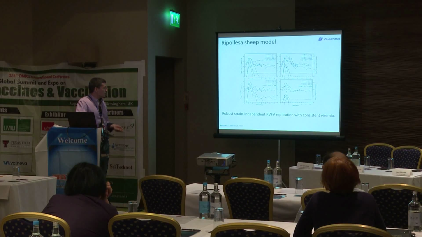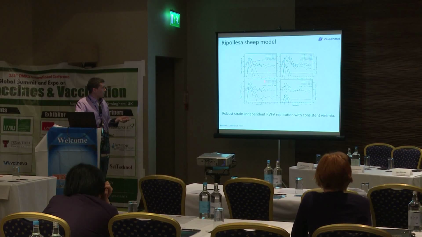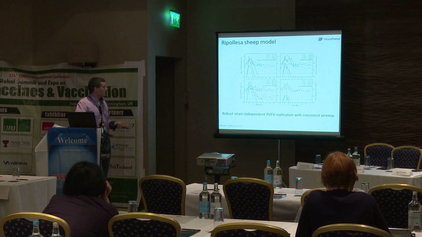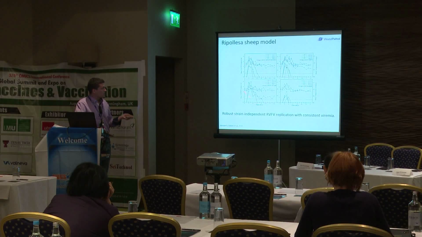What we see is robust, strain-independent Rift Valley fever virus replication with consistent viremia. Here you see four groups in which we measure the viral loads in blood and in nasal swabs, and we observed no difference between all the isolates used.